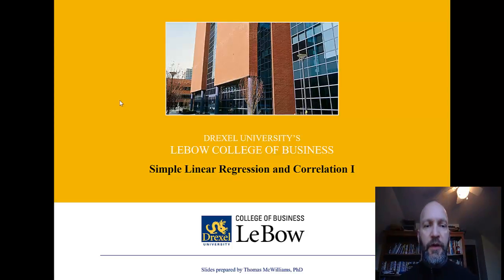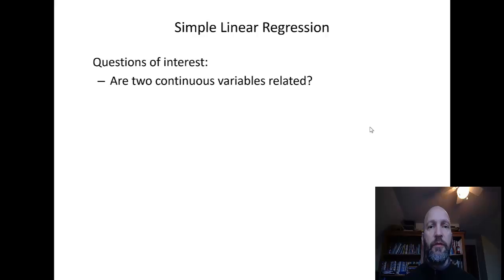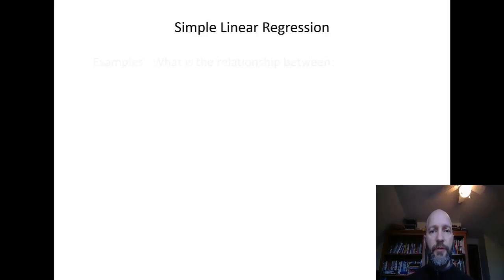In this video we're going to talk about simple linear regression and correlation. First of all, simple linear regression. If we have two variables, we want to know, are the variables related to each other? That's the first thing. The second thing we want to know is what is the nature of the relationship? And finally, if there is a relationship, we want to know if we can use one variable to forecast the other. So here's a few examples to help us understand what's going on here.